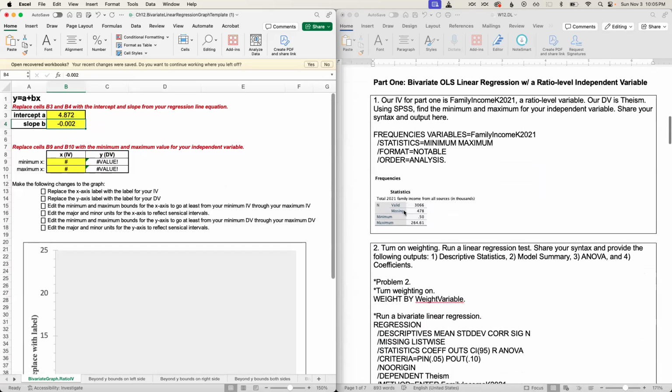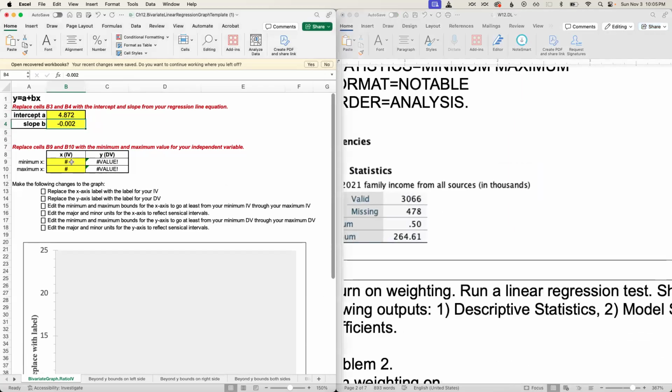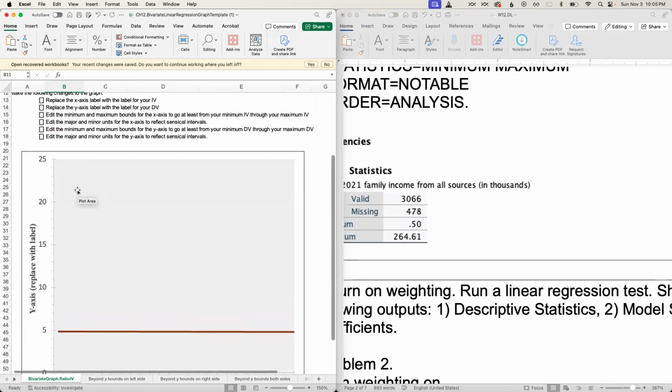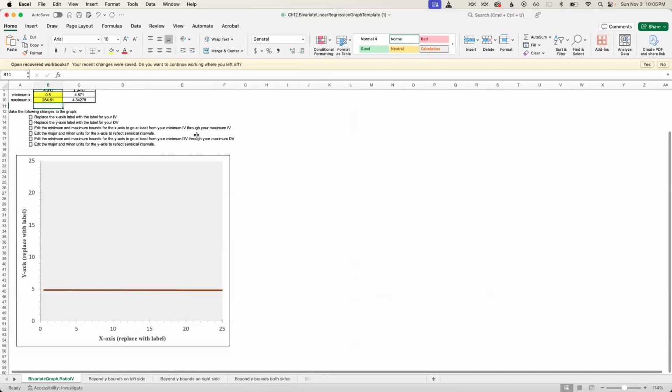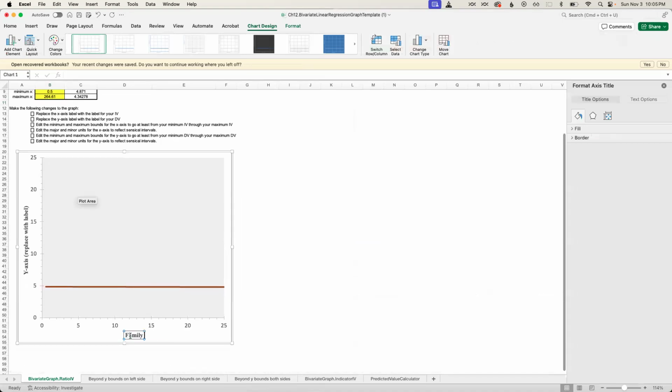And then I'm putting in my minimum and my maximum value for my independent variable. So remember we ran those earlier. Those are right here. That's 0.5 and 264.61. Okay. So now I'm going to replace my x-axis label with the label for my independent variable. So this is family income in thousands. And then I'm going to replace my y-axis label with theism.